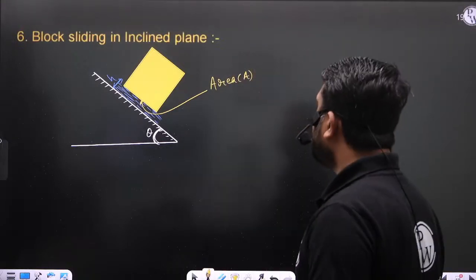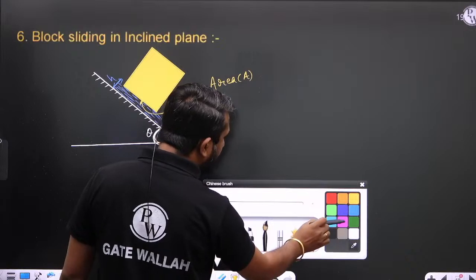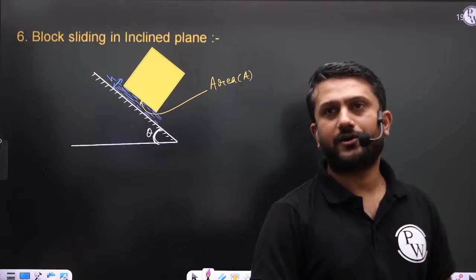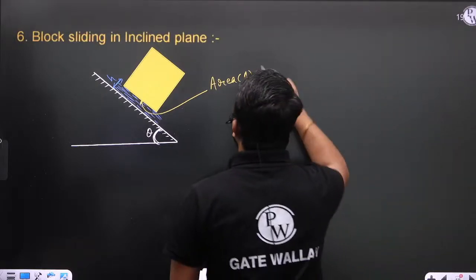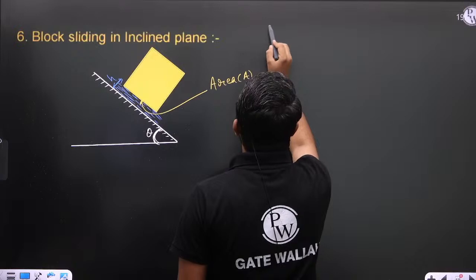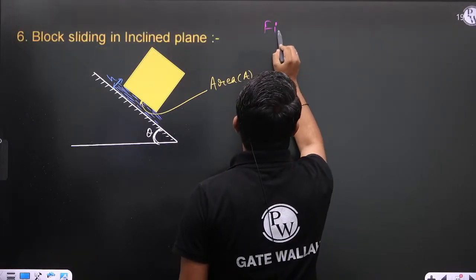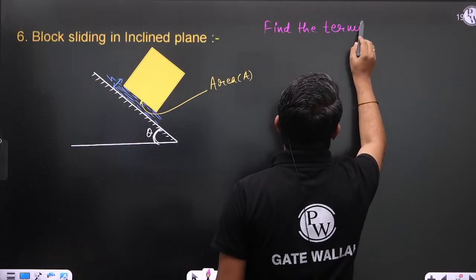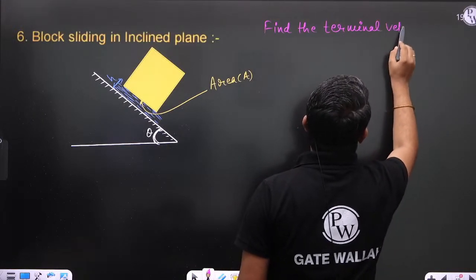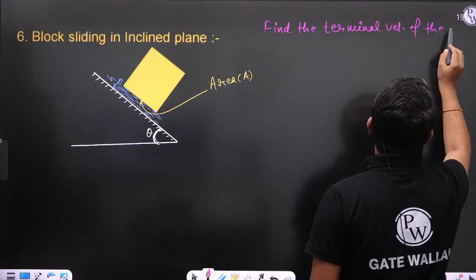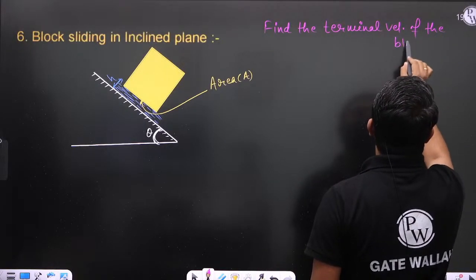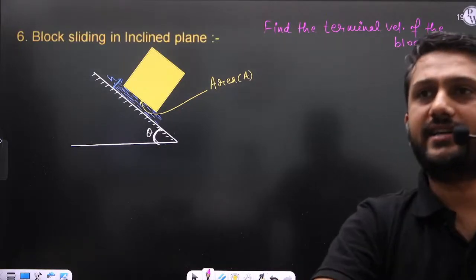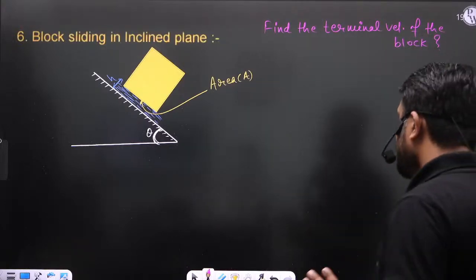Okay, now this block is sliding. So what is my objective here? My objective is calculation of the terminal velocity of this block. Find the terminal velocity of the block. This is my objective. So to find the terminal velocity of the block, just 1 minute.